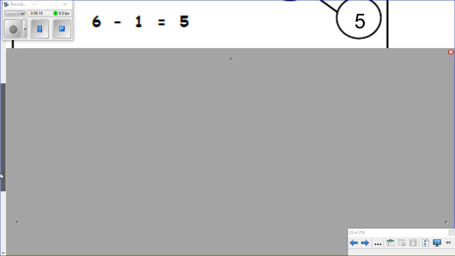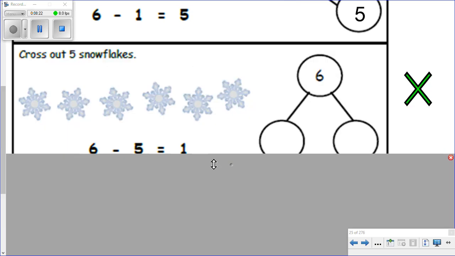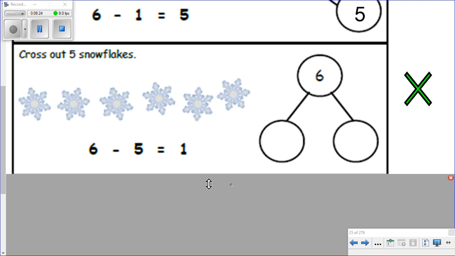Okay, a little bit more, and then I can't wait for you to have a turn to do it yourself. Wow, look at this. Cross out 5 snowflakes. We did not see very many snowflakes this winter time, but here are some pictures of them. Cross out 5 snowflakes. We're starting with 6 again. Our whole number is 6. We need to cross out 5 snowflakes.